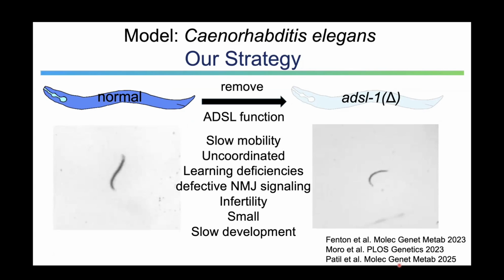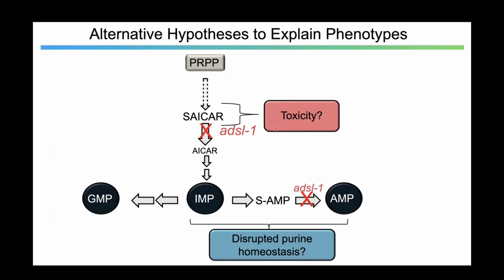And on the right here, you're looking at one of these ADSL worms compared to, on the left, a normal worm. So what you might notice, first of all, is they're small. All right. And they're also slow in the way that they swim. We've shown that they're uncoordinated. They have learning deficiencies. They have defective signaling at their neuromuscular junction. They're also infertile and they develop very slowly. It takes them more than twice as long to get from being an embryo or an egg that just hatched essentially to an adult.